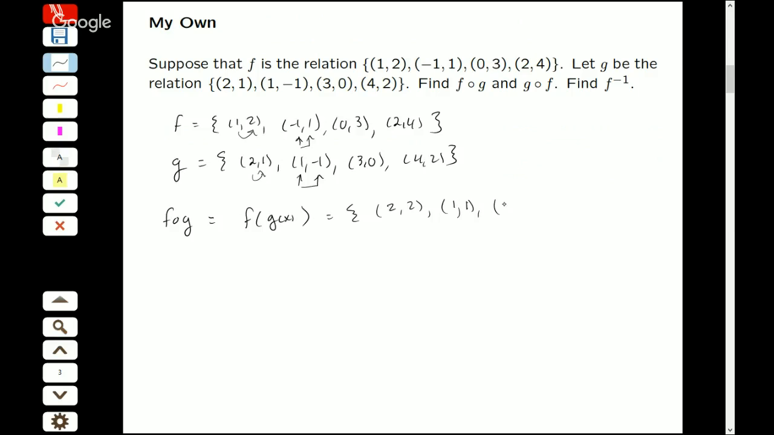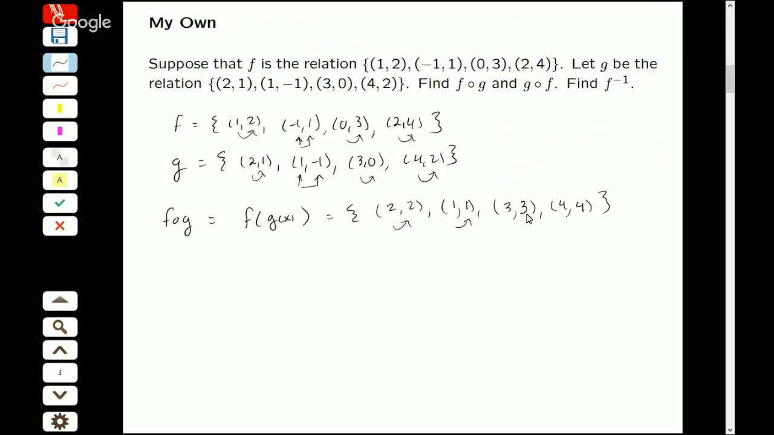For the next one, I start at 3. 3 goes to 0, and where does 0 go to? 3. And for the last one, 4 goes to 2, and where does 2 go to? 4. Notice each of these is the same value. It's 2, 2, 1, 1, 3, 3, 4, 4.